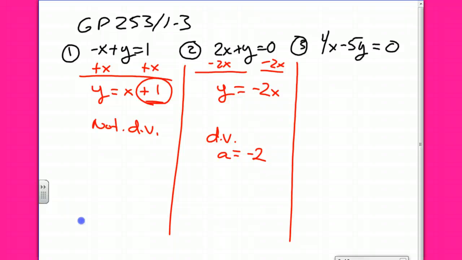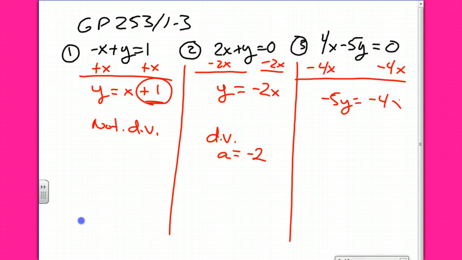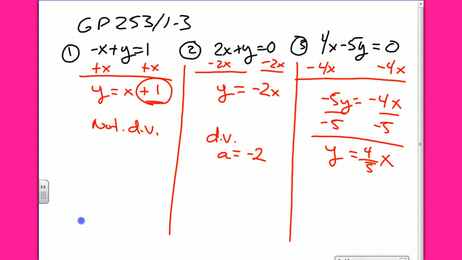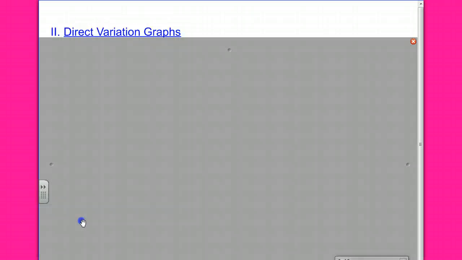And finally, in this case, we might want to, let's do what you probably did, which is subtract 4x from both sides of the equal sign, right? Negative 5y equals negative 4x, and after you divide by negative 5, y equals 4/5 x. Is this direct variation? Yes. Direct variation, and the constant of variation is 4/5.